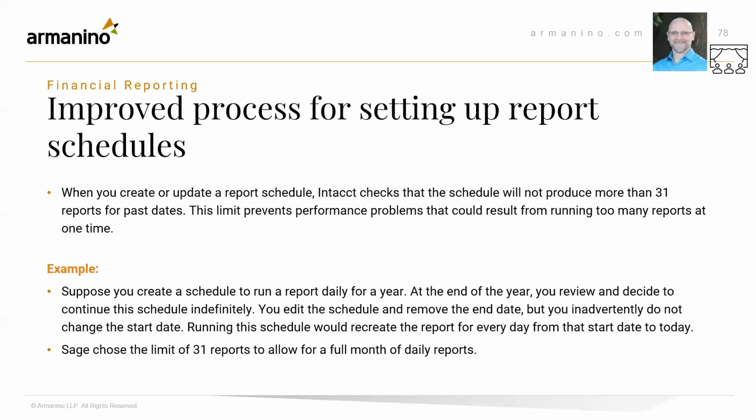And so now it's going to create a report for every day over that period of time, for which you've already generated reports. So it will limit that to 31 reports in that instance. And Sage chose 31 because, for the most part, it's going to cover a full month.